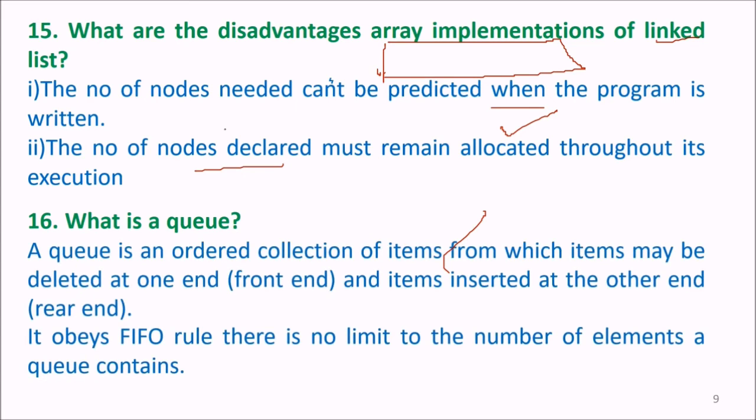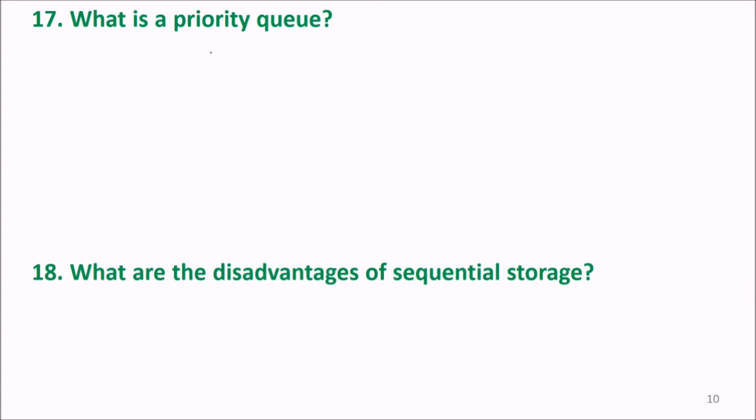What is a queue? A queue is an abstract data type. It is an ordered collection of items from which items may be deleted from one end, that is the front end, and inserted at the other end, that is the rear end. So it obeys the first in first out (FIFO) rule. There is no limit to the number of elements a queue may contain. It is only restricted by the implementation, if you implement it by an array, say.